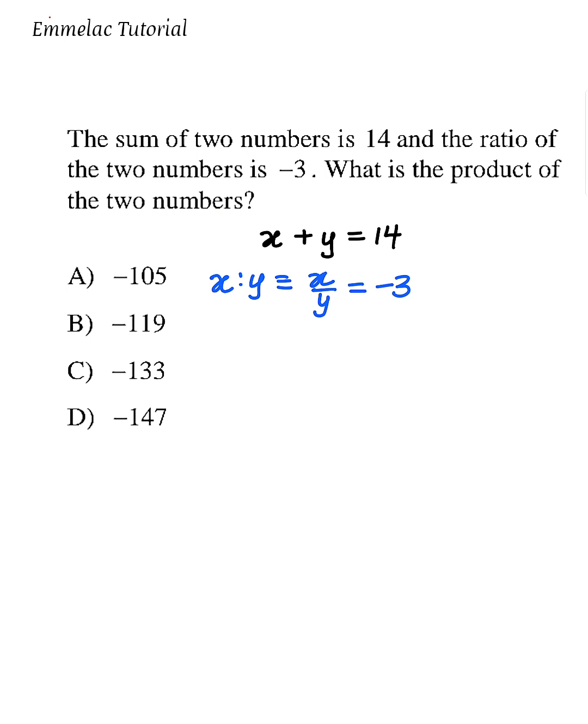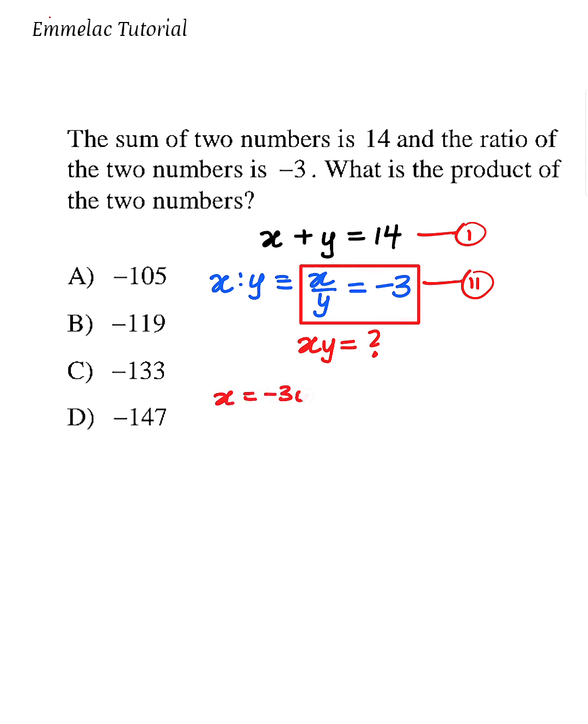The last statement says, what is the product of the two numbers? So the product of the two numbers here will be xy equals unknown. Let's make this equation 1 and this equation 2. What we need to do first is make x the subject of the relation, and that gives us x equals -3y. Let's make this equation 3.